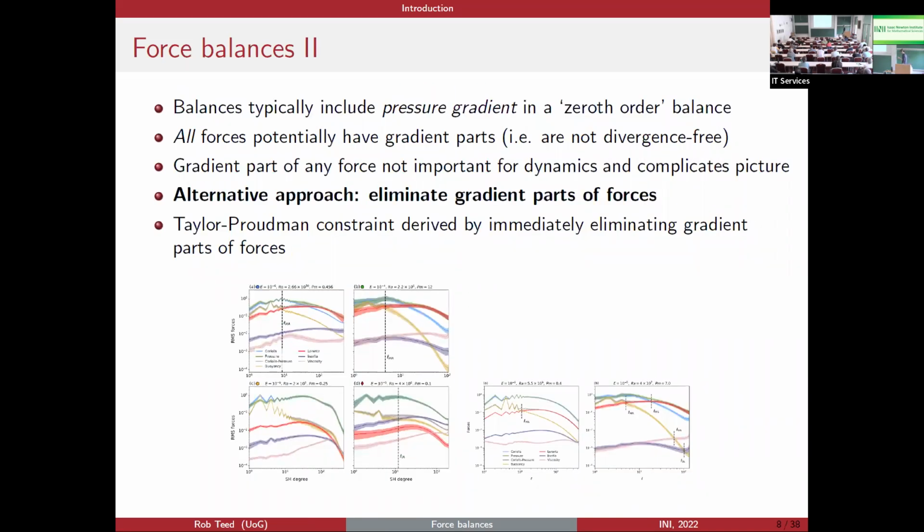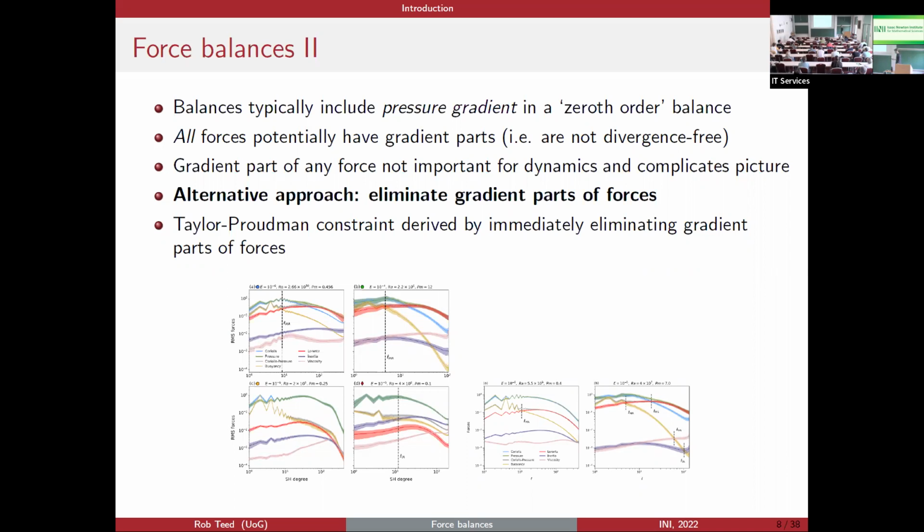So in particular, these balances typically include the pressure gradient in what is sometimes called the zeroth order balance. So at the top here, you've got this green curve, which is the pressure, and it's the largest thing across all length scales. It's the largest thing in all of these simulations, and then something balances it. So as I said before, Coriolis force, perhaps the Lorentz force, perhaps some other things depending on the exact regime you're in. But the key thing, if you only get one thing from this talk, the key thing I really want to get across in this talk is that, well, I suppose two things. The pressure gradient actually isn't important dynamically.